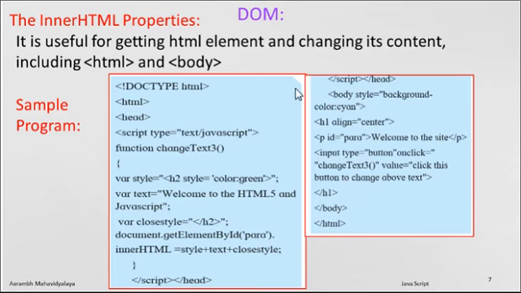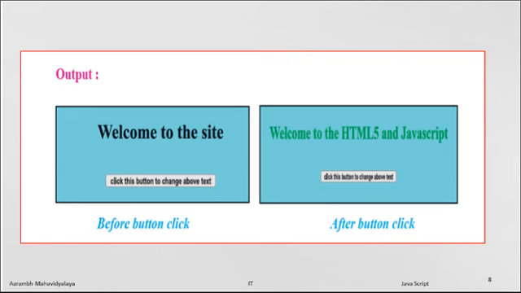Okay, now let's see its output. Here first of all, before button click you will get the cyan background color, simple text in black font at the center, and then the button will be displayed: "Click this button to change above text." When we click on this button, we will get this data with green color: "Welcome to HTML5 and JavaScript." Is that clear?